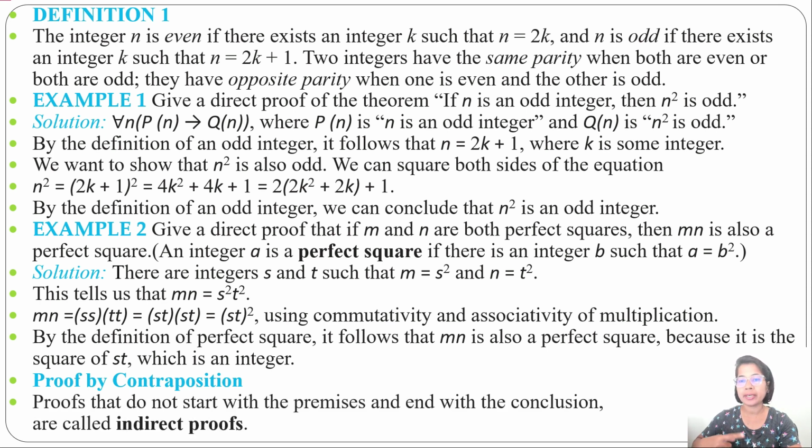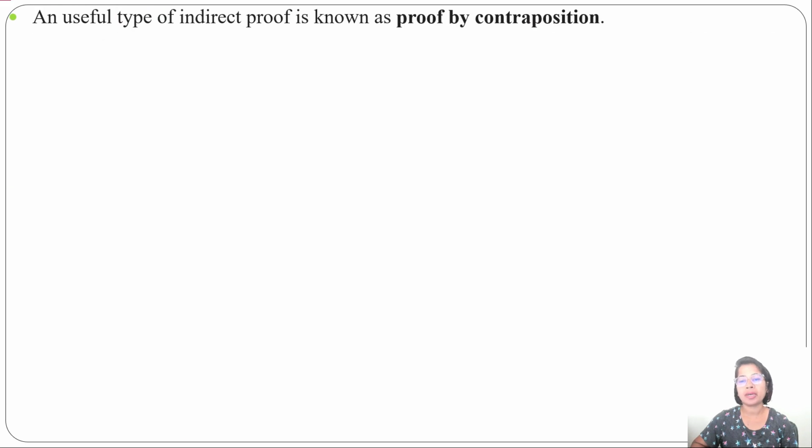If we are not starting with premises and not ending with conclusion, then that is an indirect proof. If we are starting with premises and ending with the conclusion, then that is a direct proof. Like if P is true, then we are trying to prove that Q is true. Proof by contraposition is a type of indirect proof.